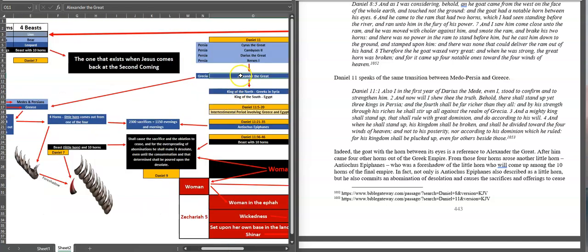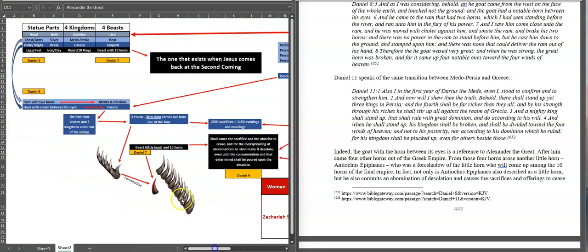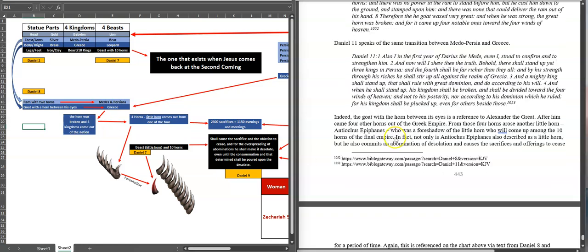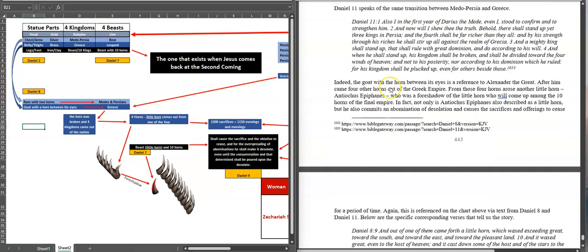And then obviously Alexander the Great is the goat with the horn between his eyes from the Greek Empire. And after Alexander the Great, there came up four horns out of the Greek Empire. Indeed, the goat with the horn between his eyes is a reference to Alexander the Great. After him came four other horns out of the Greek Empire. From those four horns arose another little horn, Antiochus Epiphanes.